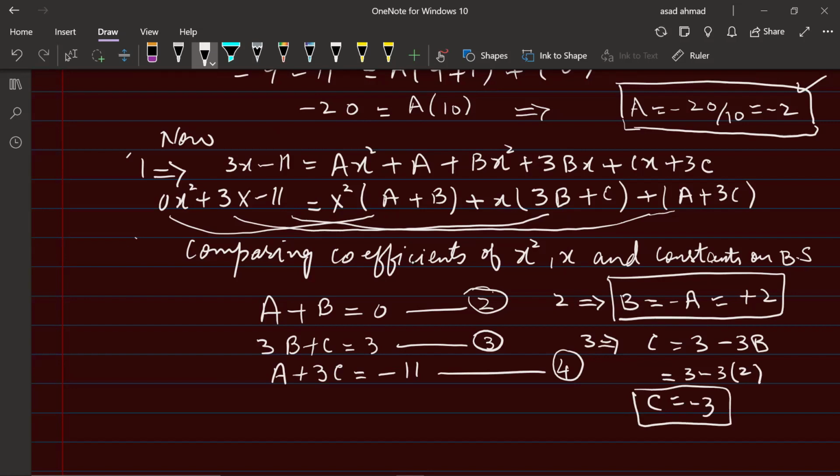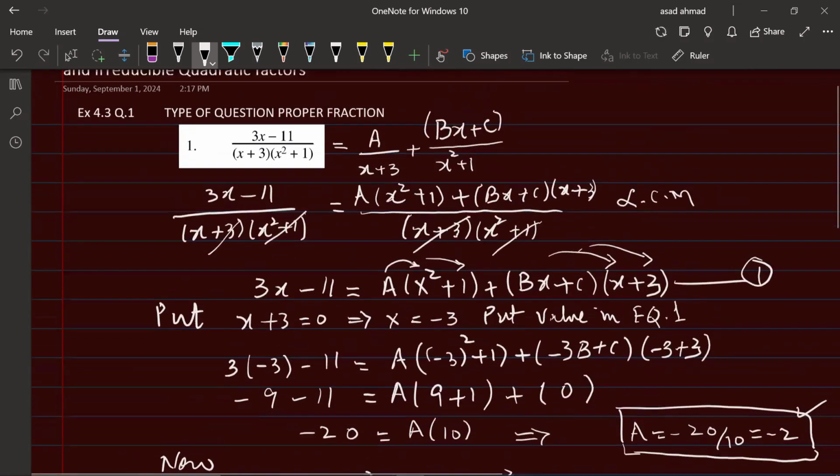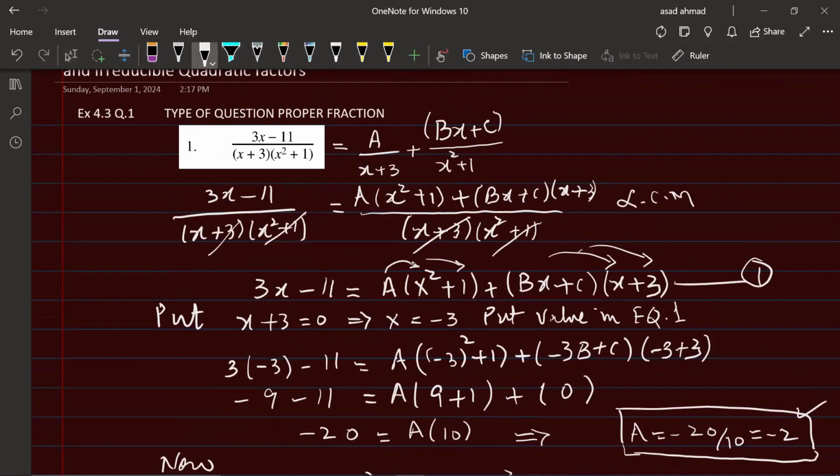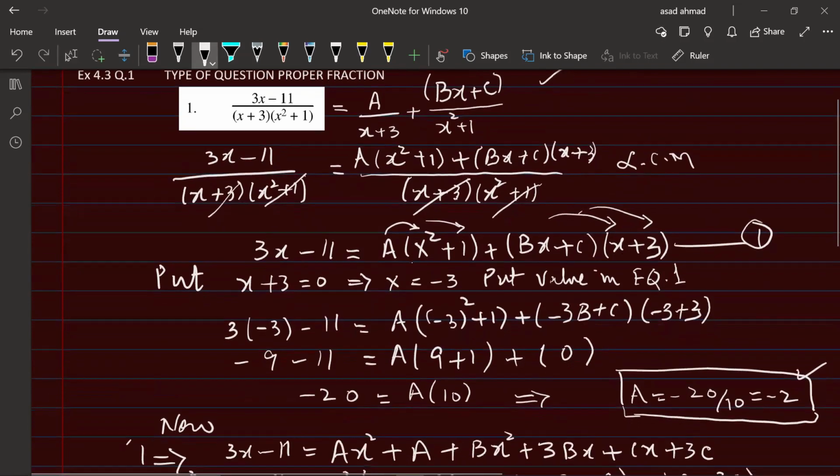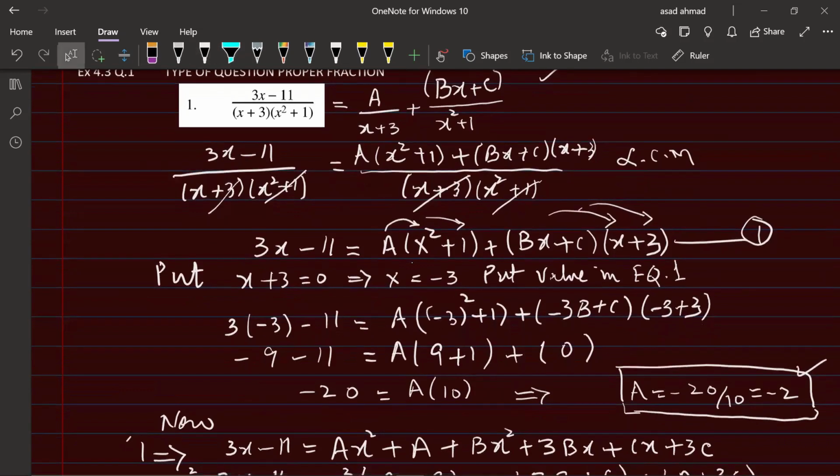Now, a, b, c are calculated. We will go back to the question. That was the very first line. We will substitute the calculated values of A, B, and C to finish the question. So we will rewrite the question. That is 3x plus, this is the first equation.